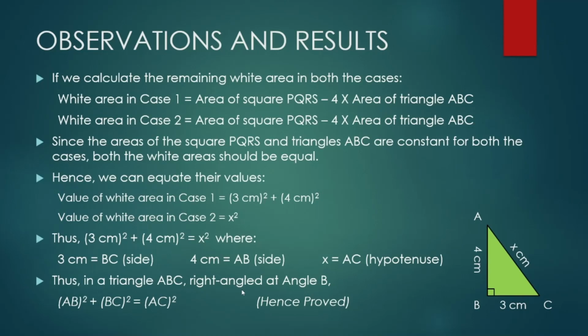Value of white area in case 1 is 3 cm square plus 4 cm square because we had two squares, one of side 3 cm and one of side 4 cm. The value of white area in case 2 is x square because the white remaining area had the length x centimeters. Thus, 3 cm square plus 4 cm square is equal to x square, where 3 cm was the side BC, 4 cm was the side AB, and x was the hypotenuse AC. Thus, in the right angle triangle ABC, right angle at the angle B, AB square plus BC square is equal to AC square. Hence, we have proved the Pythagoras theorem.